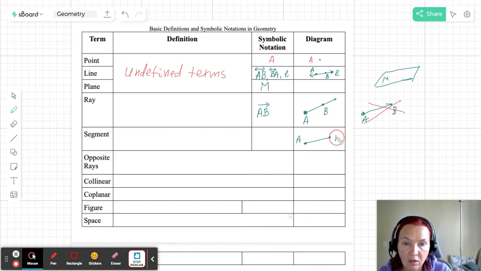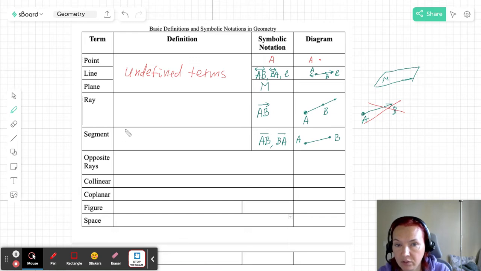So the segment AB. In this case, we put a point at each end, and then we say that our segment is called segment AB, and then we put a drawing of a segment on top, or we can call this segment BA. So in this case, just like with the line, it doesn't matter which point is first, which one is the beginning and which one is the end.